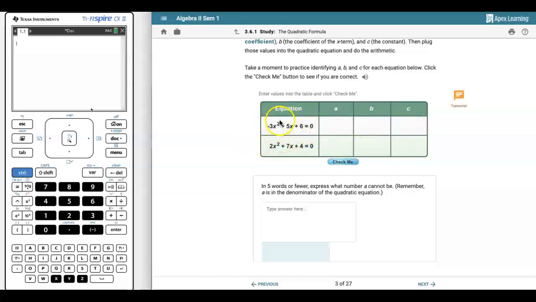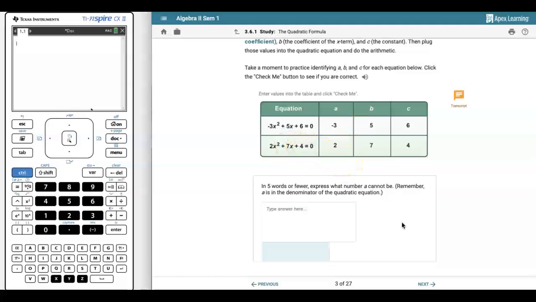You've got your ax squared plus your bx plus your c all equal to 0, right? So again, getting it in standard form is going to be the key here. All right, for this last one here, our a term is going to be 2, our b term is going to be 7, and our c term is going to be 4. And if you don't believe me, there you go. We can check the answers.